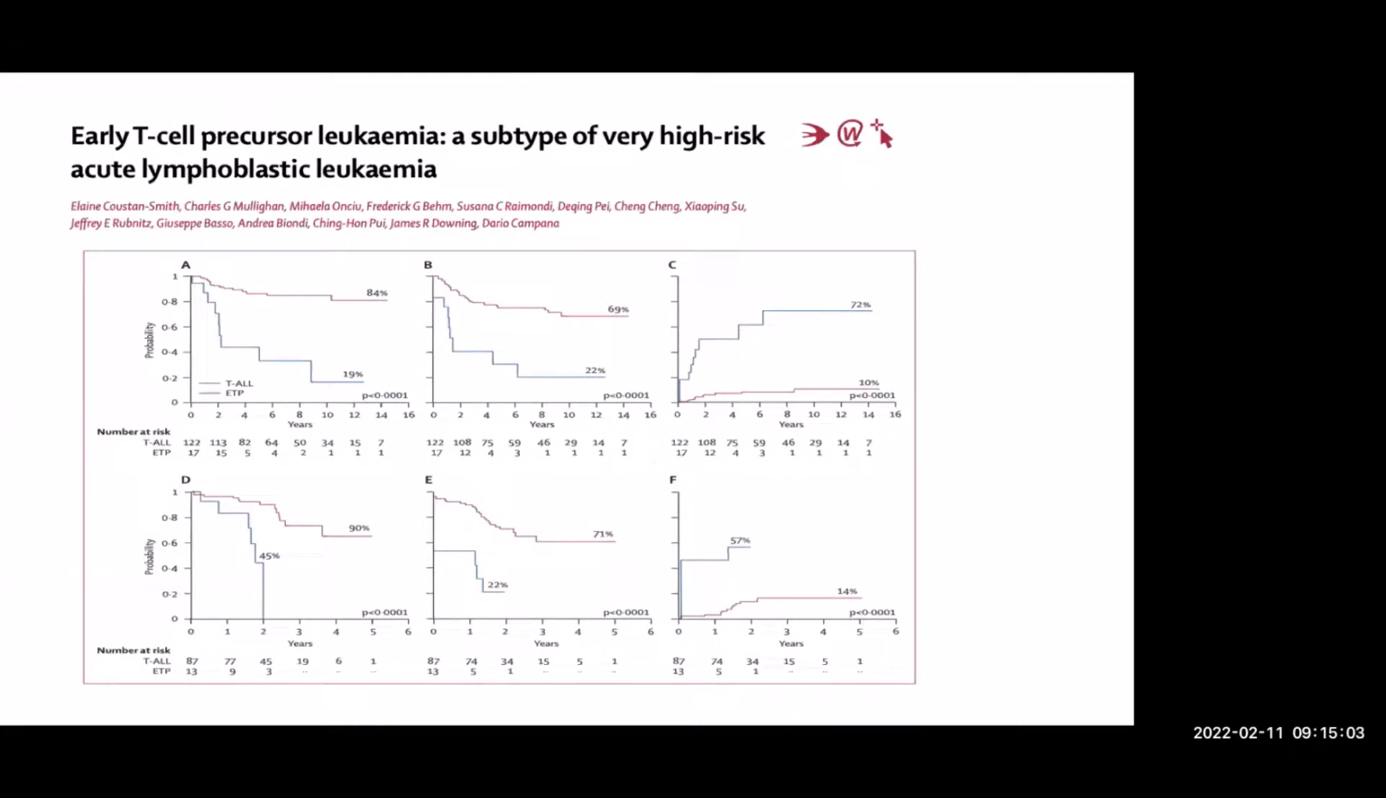Coming to the treatment of early T cell precursor acute lymphoblastic leukemia, this is a subgroup of T-ALL which has inferior outcomes. These are the two studies. The topmost study is the CALGB study, and the bottom is the BFM study, which said ETP-ALL has inferior event-free survival, overall survival, and increased incidence of relapse compared with T acute lymphoblastic leukemias in children.